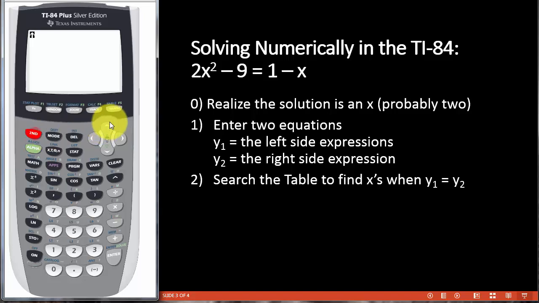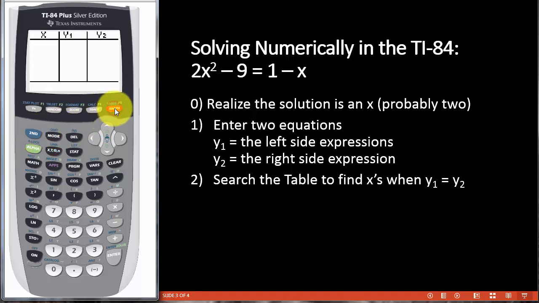We're going to hit the y equals button so we can type in the equations. So 2x squared minus 9, enter that on the left side into y1. I'm going to take the right side, 1 minus x, and enter that into y2. So the two halves of the original equation are now two xy equations that we can generate tables for. And for the table, you may remember, you do second graph and that'll activate the table command.